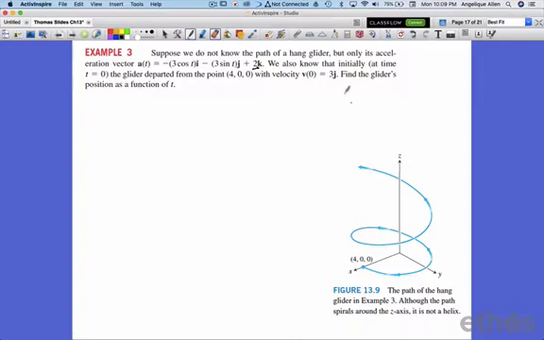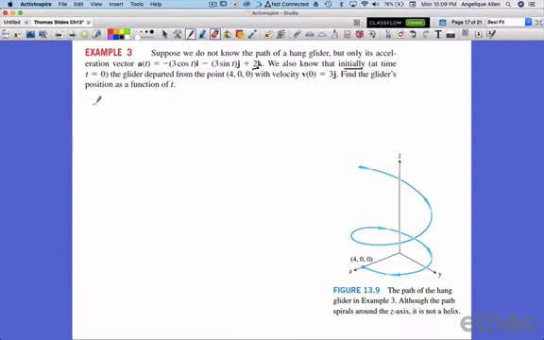We also know that initially at time 0, and usually they'll say initially and they won't bother saying at time 0. So I want you to realize that the beginning, the initial point when we start counting time equals 0, is implied when they use the word initially. All right, the glider departed from the point 400 with a velocity v at time 0 equals 3j. So find the glider's position as a function of t.